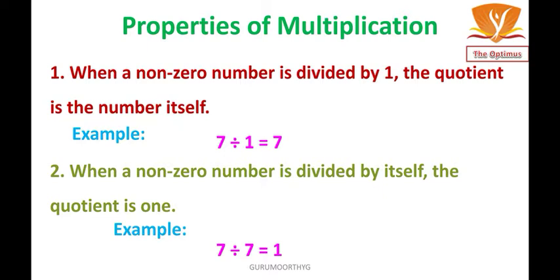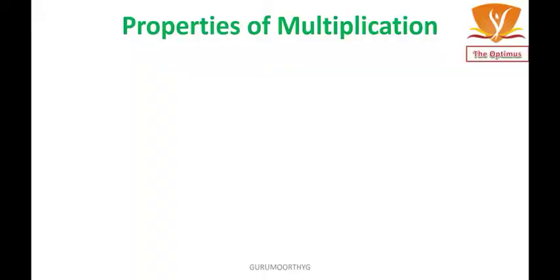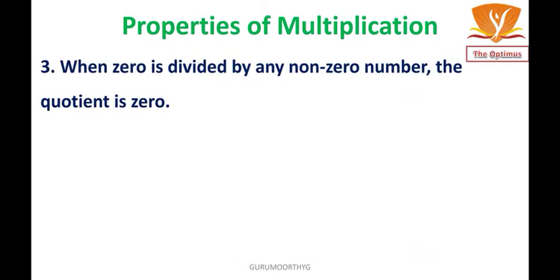Dear kids, I have 0 pencils. That means I have nothing. But I want to distribute among 7 students. How many pencils is it possible to distribute? Yes, 0 pencils. That is property number 3. When 0 is divided by any non-zero number, the quotient is 0. Example, 0 divided by 7 equals 0.